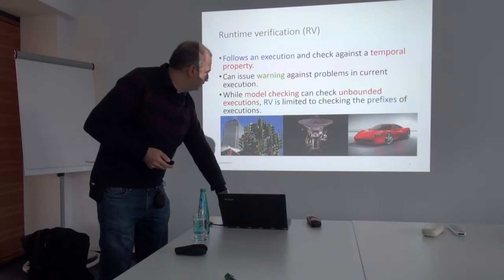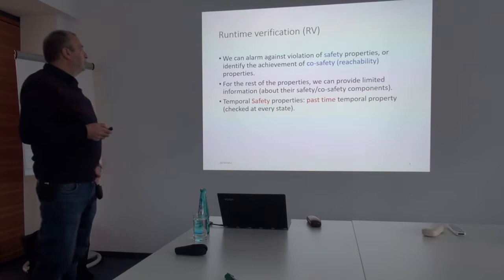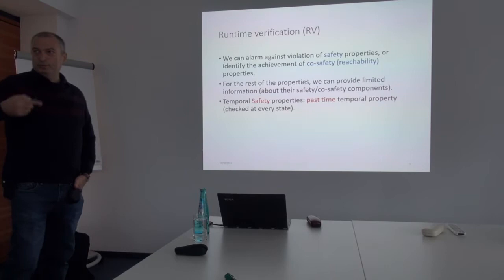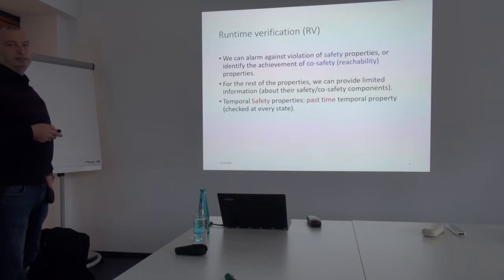So, runtime verification, we can alarm against violation of safety properties. That was the motivation of that example, always Q. And co-safety, that was the eventually property.